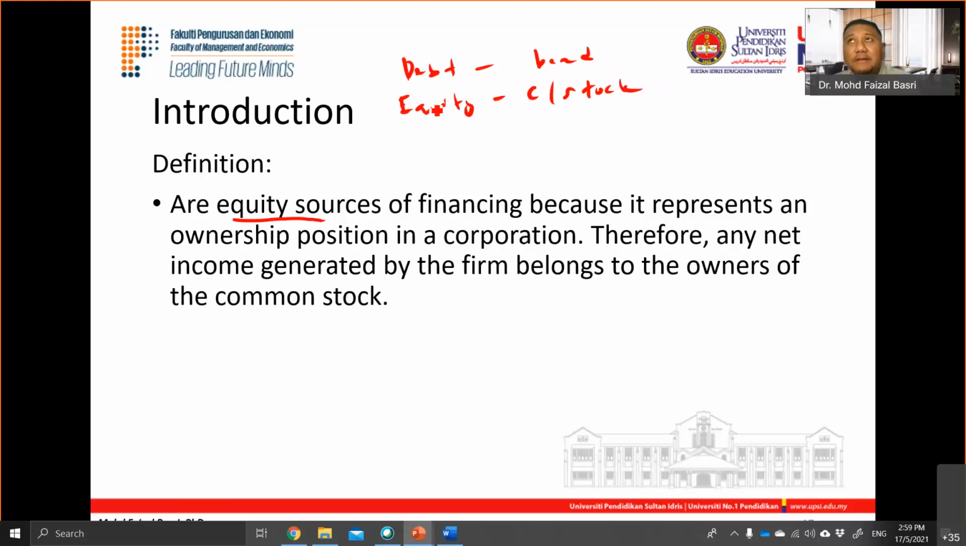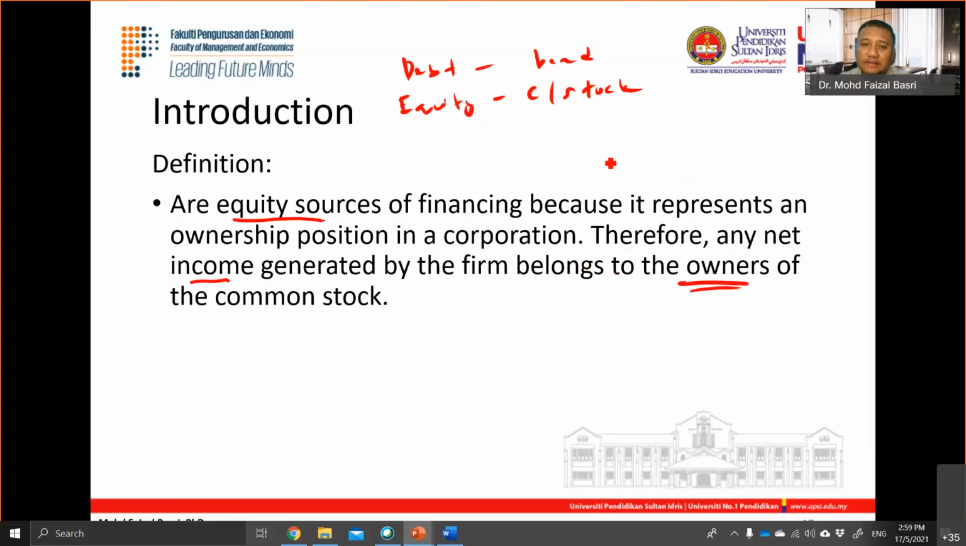Okay, and in fact, preferred, as I said, is a hybrid. Technically, they share both debt and equity elements, but from an accounting point of view, preferred is put under equity as well. But they are not the owners. For common stockholders, they are considered the owners of the company, and therefore any net income or net profit generated by the company belongs to the owners.